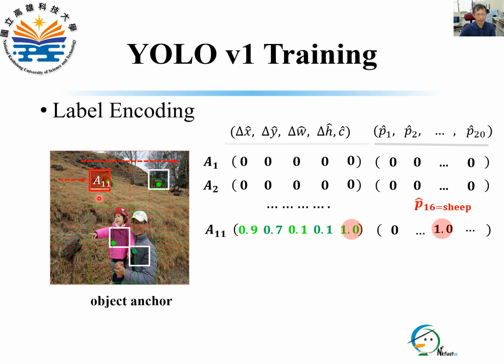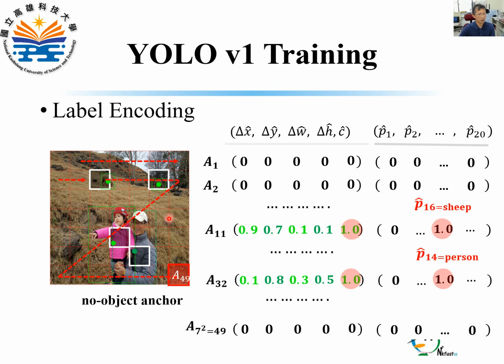For the object anchor A11, we compute its box parameter for the ship object. Set the object confidence as 1.0 and set the class probability term P_ship as 1.0. We do the same thing until we visit all anchors.